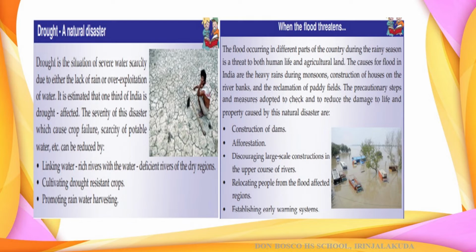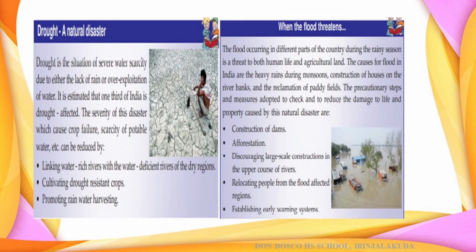So crops that can grow up with less water. Then promote rainwater harvesting. You are almost aware of what rainwater harvesting is, isn't it? Collect the rainwater and preserve it in the underground itself, so that the water level would rise and we can overcome the scarcity of water during the summer season.